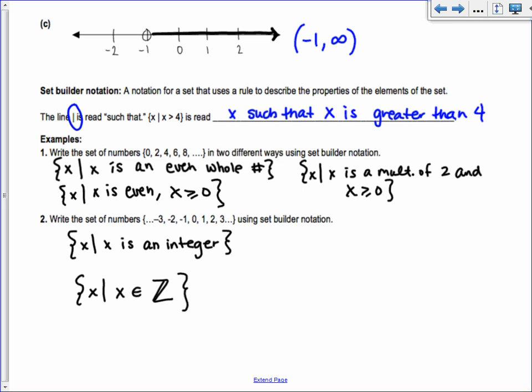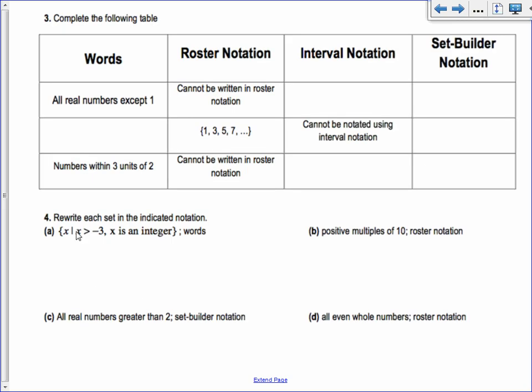All right. Next one. Complete the following table. So all real numbers except 1. Roster notation, if you think about this, for those of you that are in sports, when you call off your roster of basketball, you're just listing the players. If you have a roster, it's just a list of the players. So roster notation is just a list of the numbers.